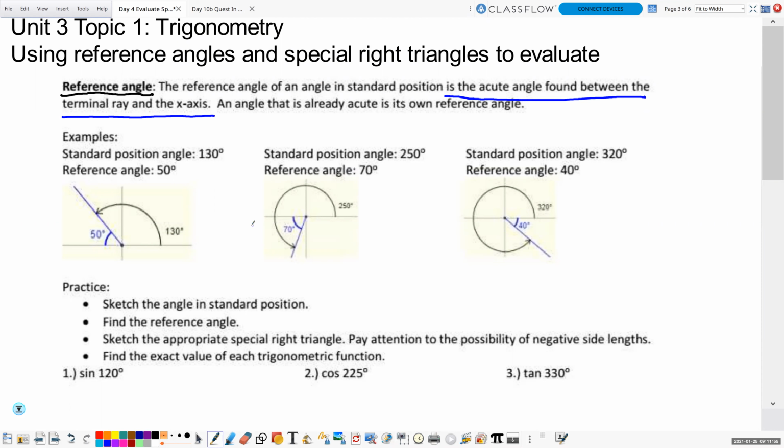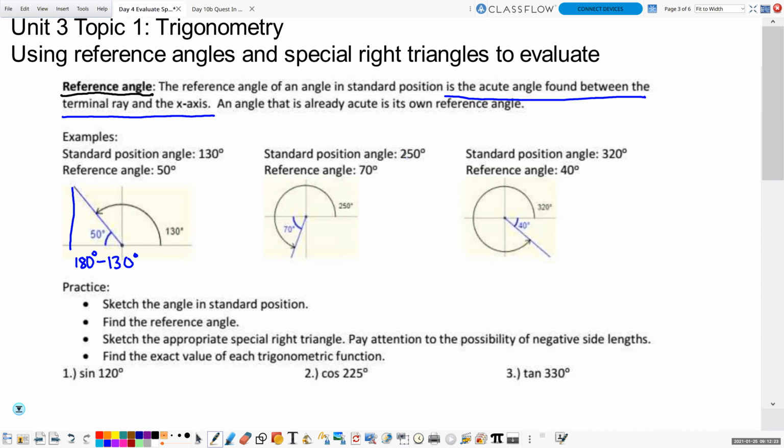So here are some examples. Here I've got 130 degrees in standard position. It comes across, and this angle between the terminal ray and the x-axis is 50 degrees. It's important to note that I found that 50 degrees by doing 180 minus 130.